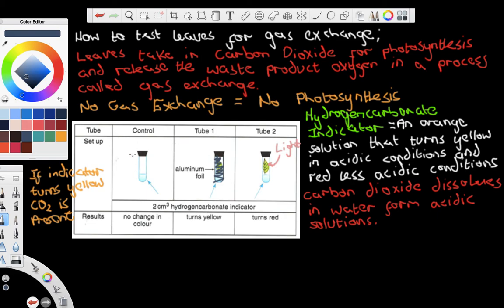So the control stays the same because there is no leaf, there is no anything in there to be doing anything. The aluminium foil prevents this leaf from carrying out photosynthesis, therefore the carbon dioxide levels remain the same in the test tube, and the hydrogen carbonate absorbs the carbon dioxide, making it yellow. Test tube 2 turns red. This is because the leaf is absorbing all of the carbon dioxide, and therefore there is none being absorbed by the hydrogen carbonate indicator, and it turns red.